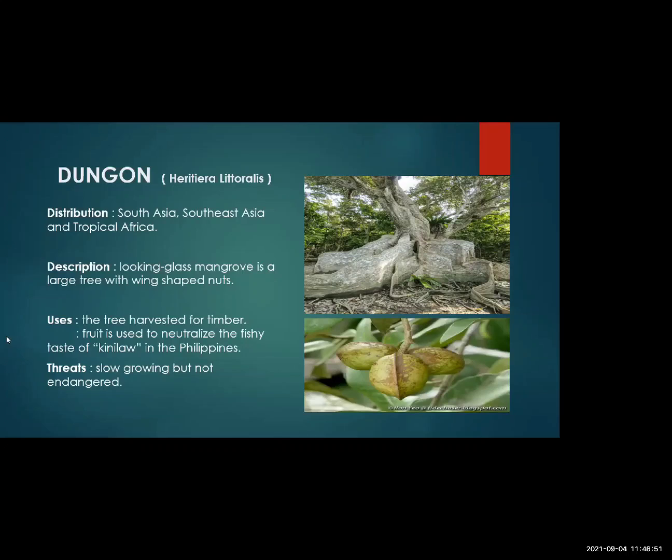And threats. The dungon is a slow-growing tree, but not endangered.